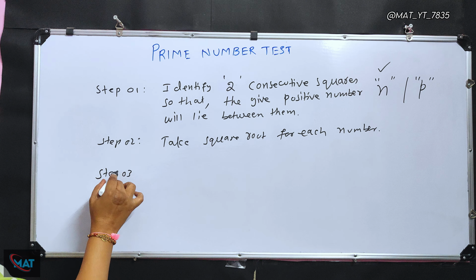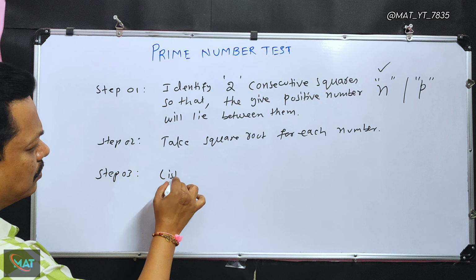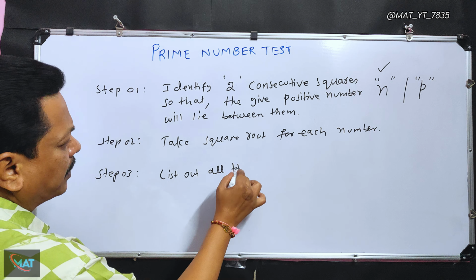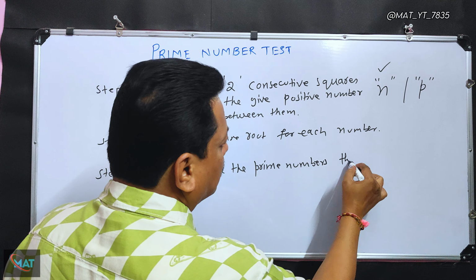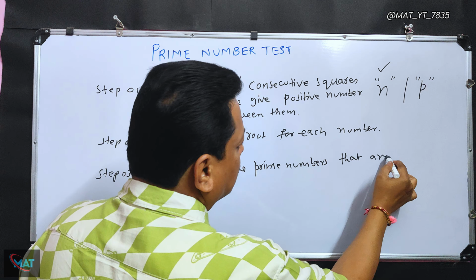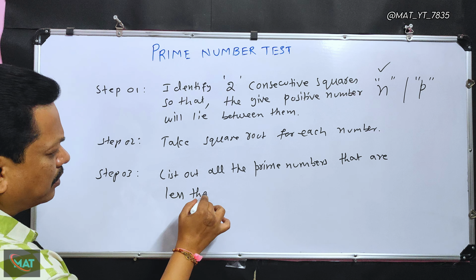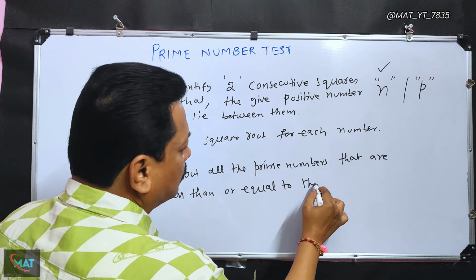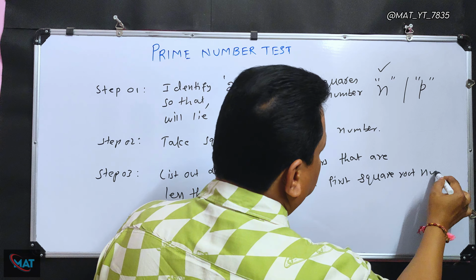Step 3, list out all the prime numbers that are less than or equal to the first square root number.